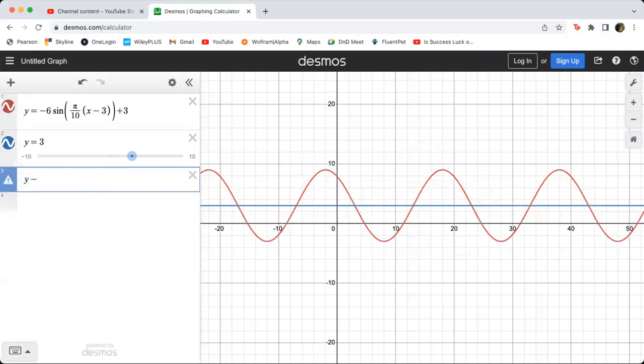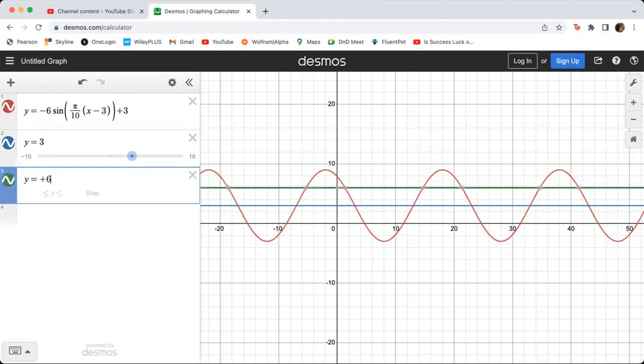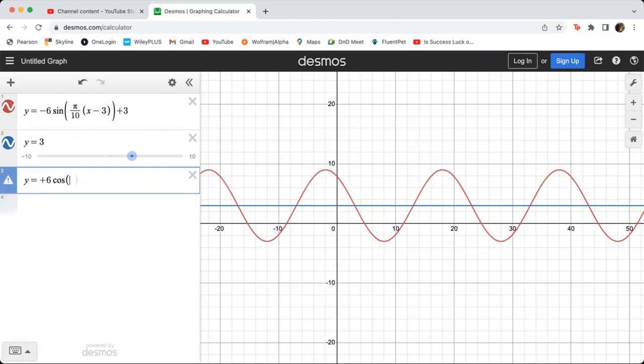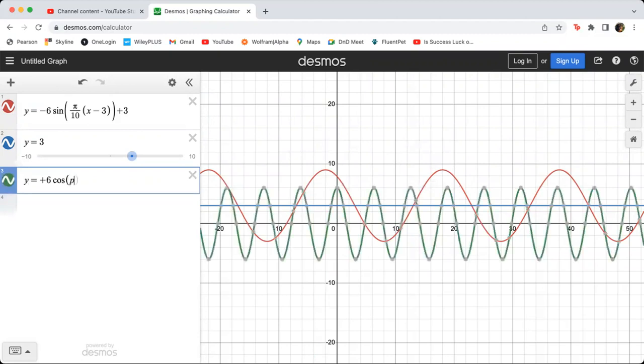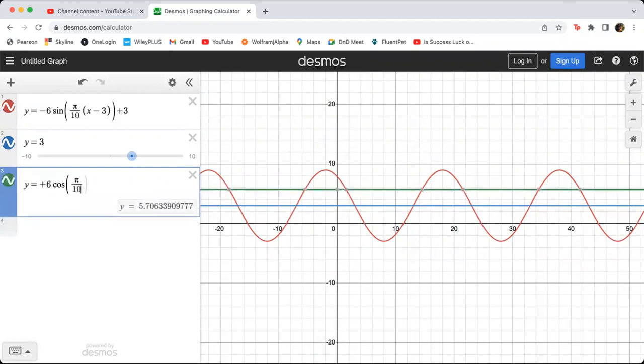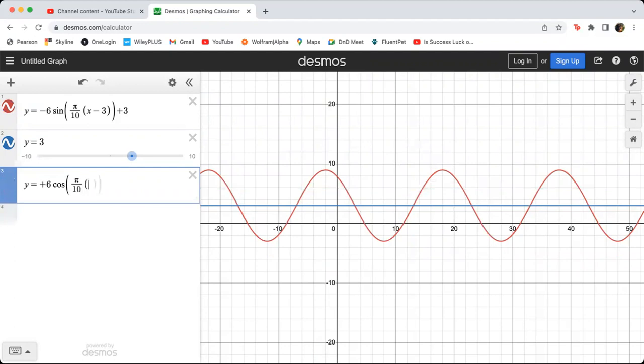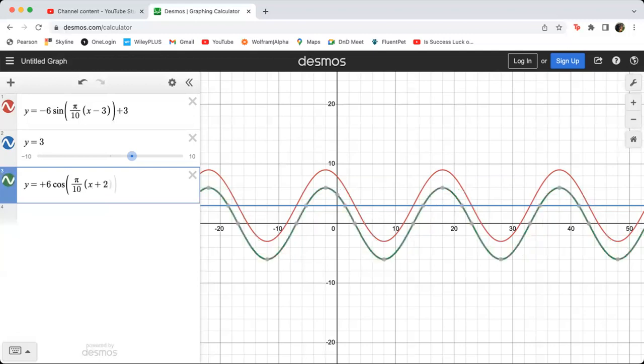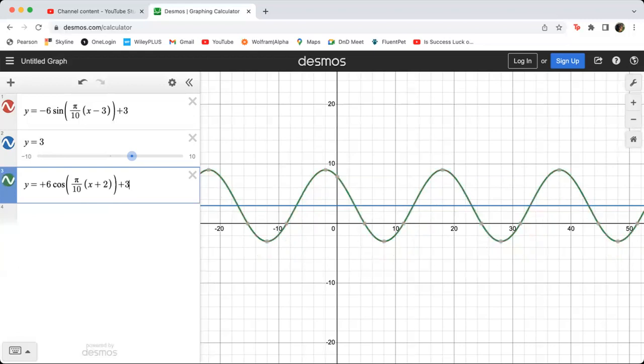Let's go y equals positive 6 times the cosine of pi over 10. To get pi in Desmos, just type pi and then divide by 10. If we keep typing, we'll stay in the denominator, so I'm going to use the arrow to get out of that. Put parentheses, x minus a negative 2, which is x plus 2. Close that, close that. The only thing we have left is plus the middle, and the graph sits right on top of the other graph.